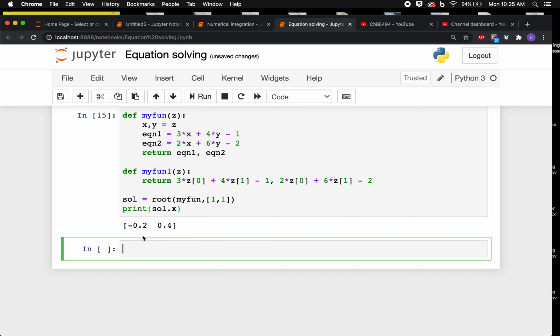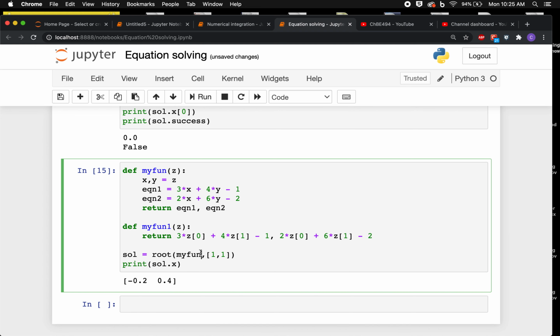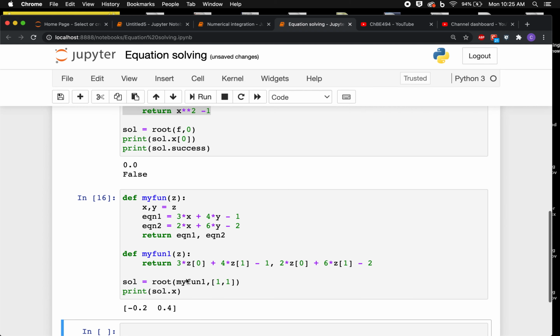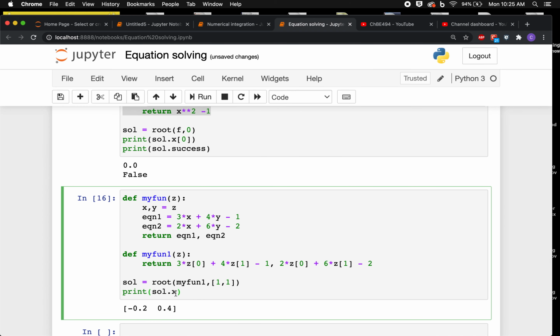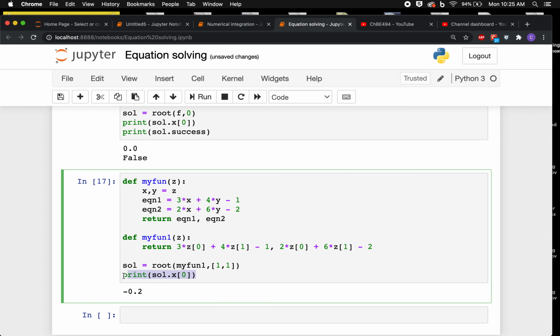sol.x, and I'm getting back my answer of minus 0.2 and 0.4. Or I could have done my fun 1, which is equivalent, and I get back exactly the same answer. If I want to look at the first one, I could get back the answer sol of x. Just one kind of shorthand notation.